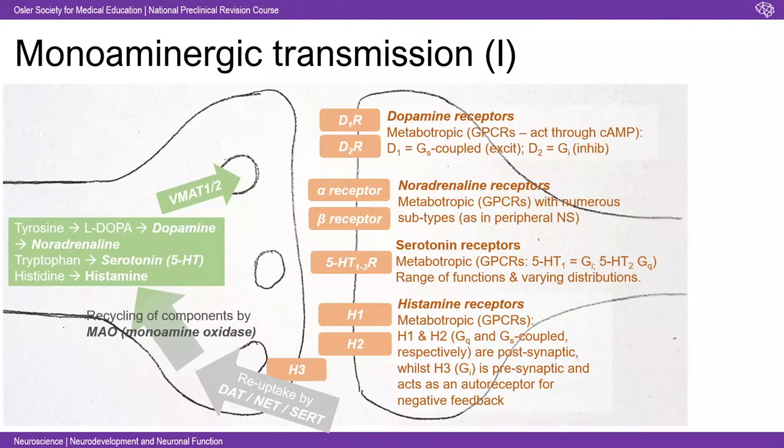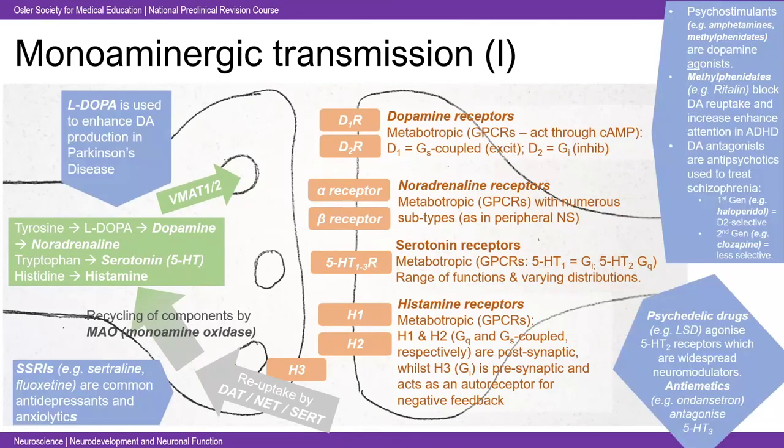There's also a role for monoamine oxidase enzymes to recycle the monoamine group and enable the synthesis of more neurotransmitter. Loads and loads of drugs act on monoaminergic transmission. Most of these you will come across elsewhere. Things to think about is that your psychostimulants are all acting through dopamine.